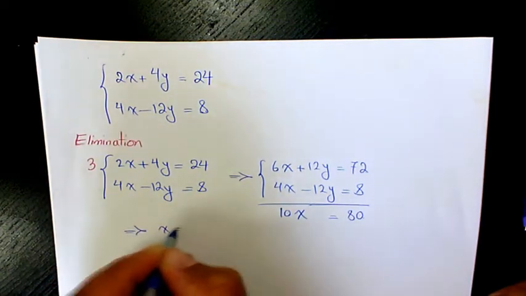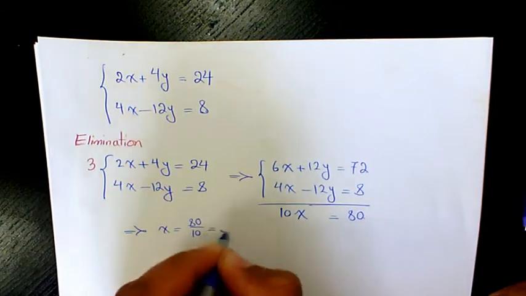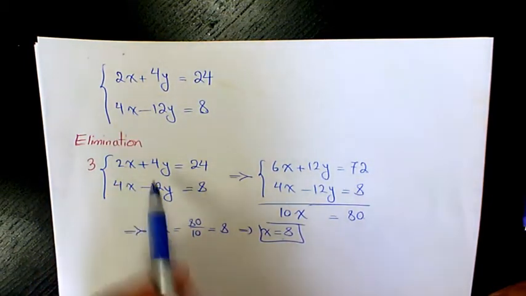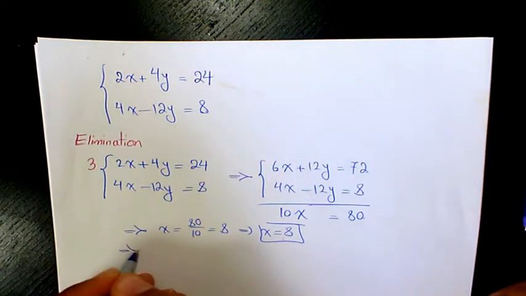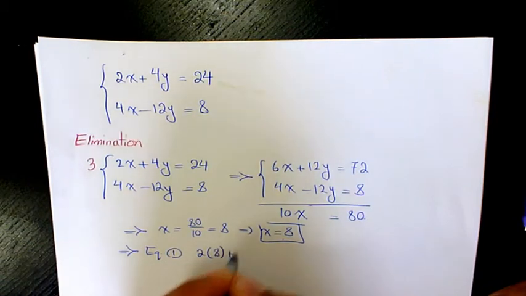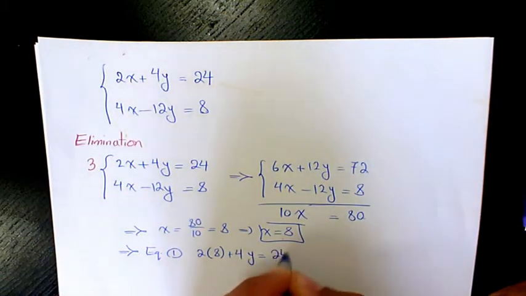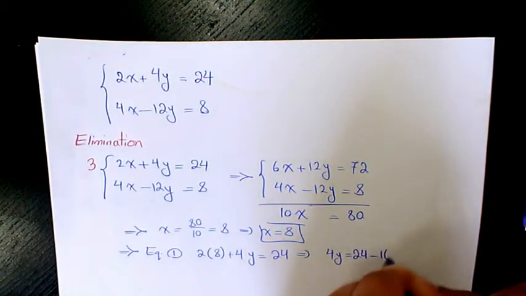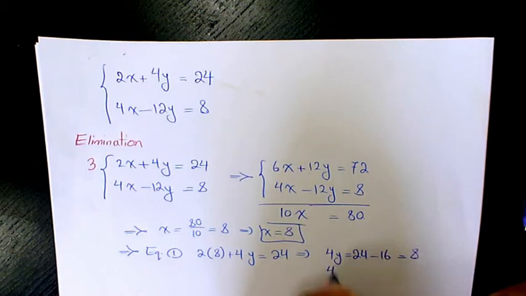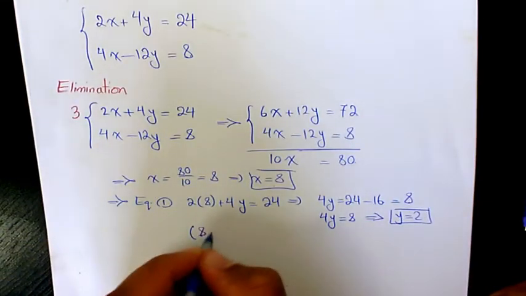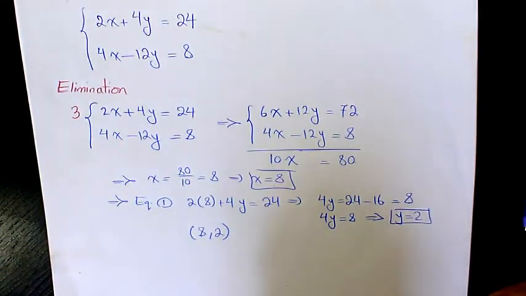Therefore x equals 80 divided by 10, which is 8. So x is 8. Then we sub it in one of these equations. Let's say the first one. 2 times 8 plus 4y equals 24, or you can say 4y equals 24 minus 16, which is going to be 8. So 4y equals 8, therefore y is 2. So the point where these two lines cross each other is 8 and 2.